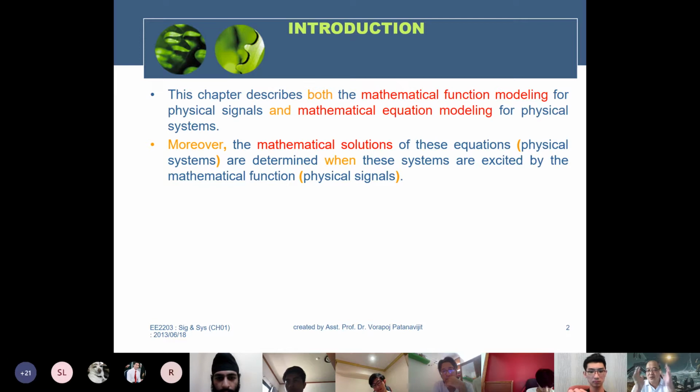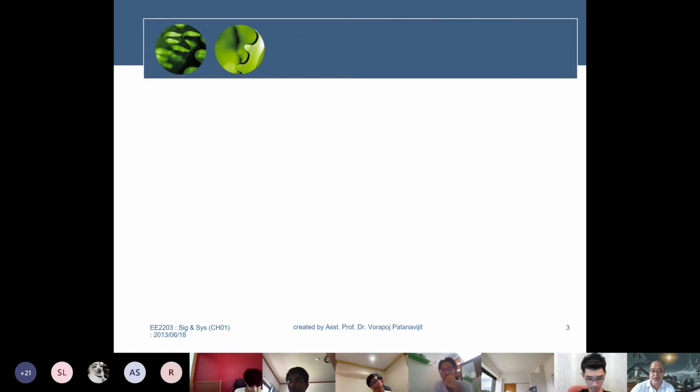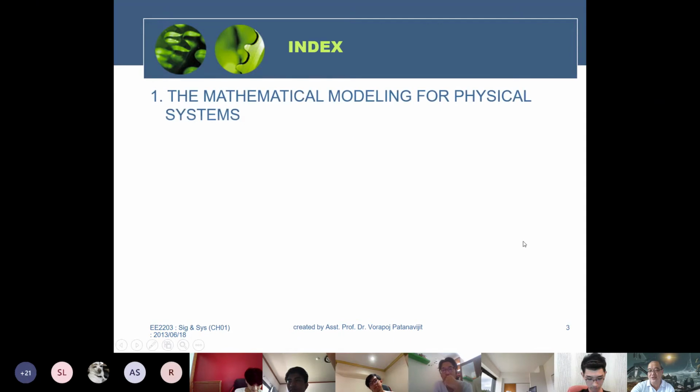This means if you have the system and you would like to get the output or the excitation, you must know the input, what the input is, and you must know the mathematics of the system. By the input and by the system, you can determine the output. Maybe it is solved by the differential equation, maybe solved by the mathematical equation or so on.